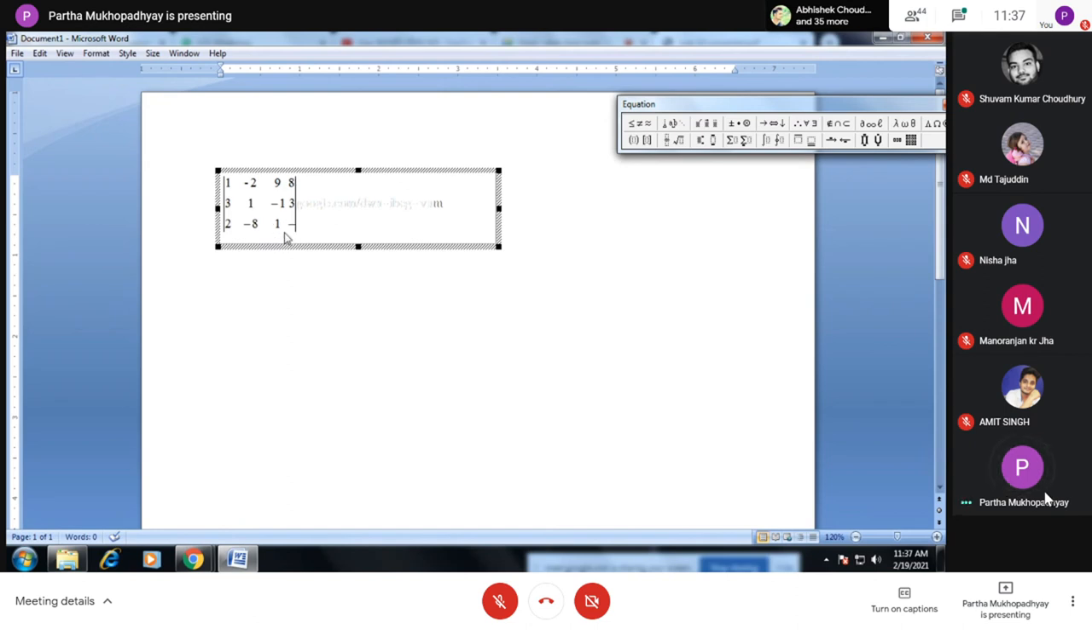2 - 8, 1 - 5. Okay. Now, which cell element should be brought to 0 on the first attempt? Tell me.